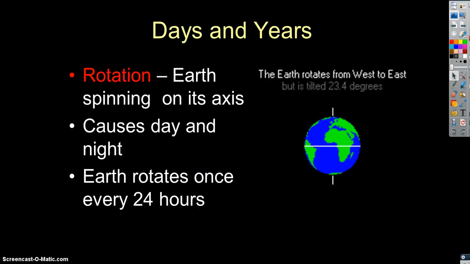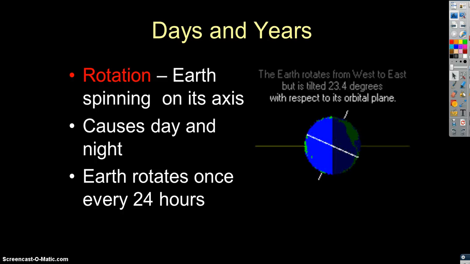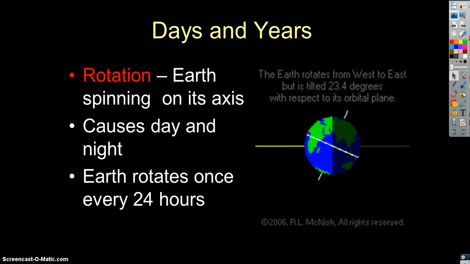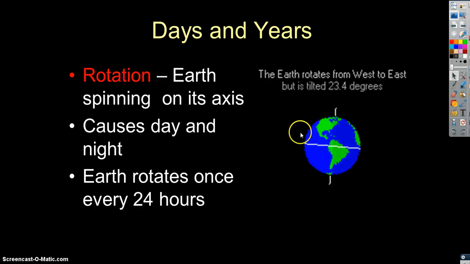There are two words that are commonly misused by sixth graders that I see, and those two words are rotation and revolution. Rotation means spinning. So the Earth spins on its axis once every 24 hours.